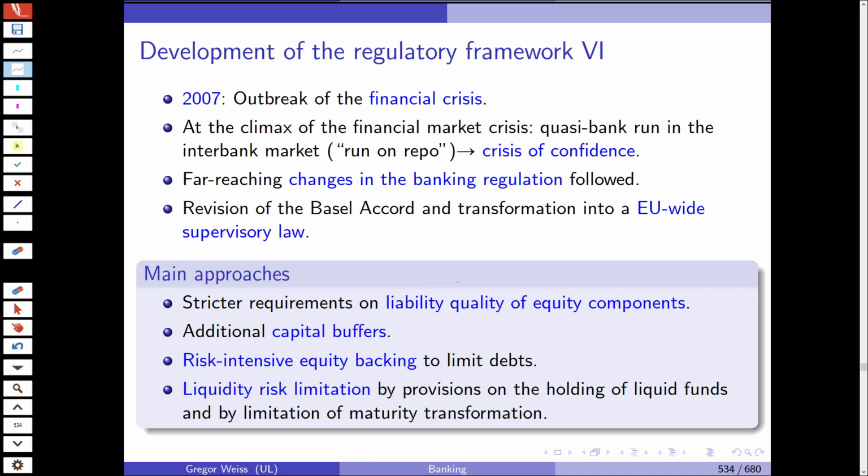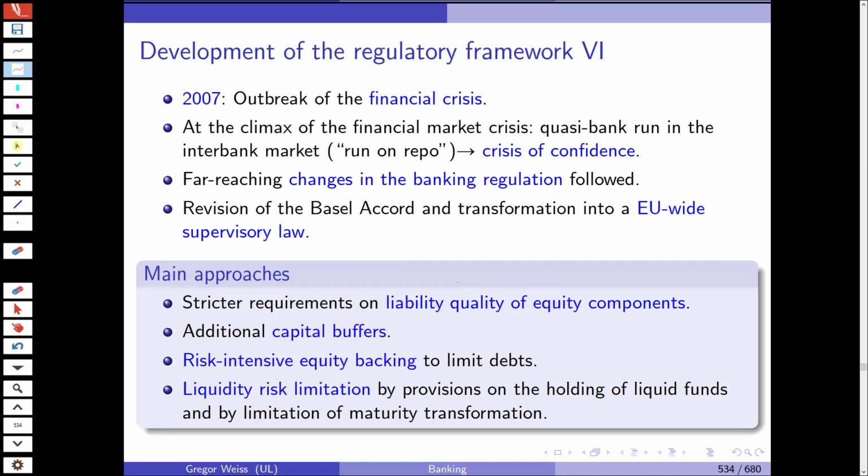In 2007, we then had the financial crisis. At the climax of the financial crisis, we didn't have a run on the banks, but we had a run on repo. This was a quasi-bank run in the interbank market because banks tried to refinance themselves short-term by using repurchase agreements, Wertpapierleihgeschäfte, and these are in short called repos, repurchase agreements.